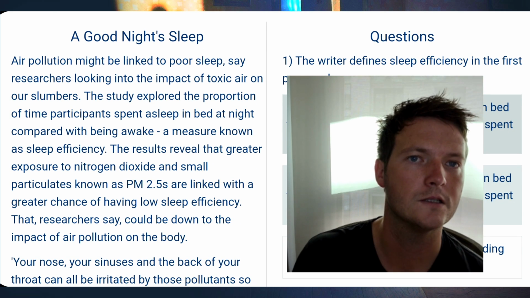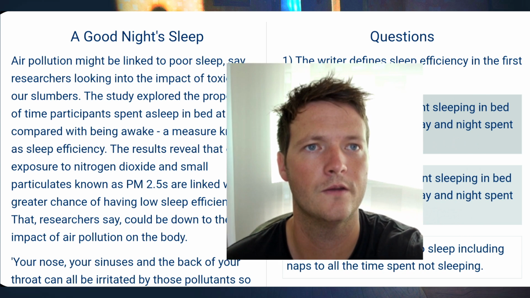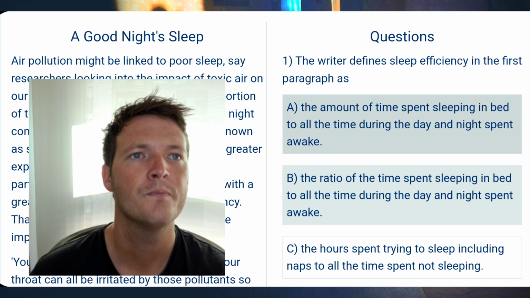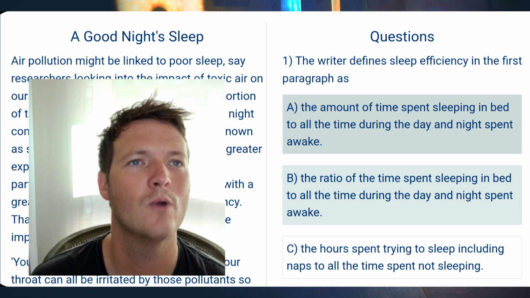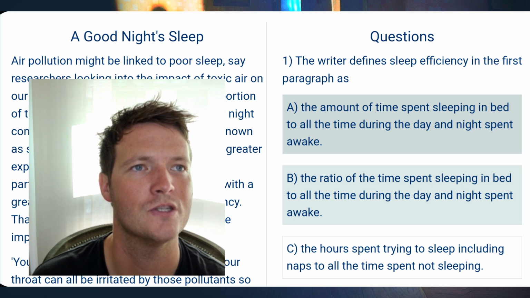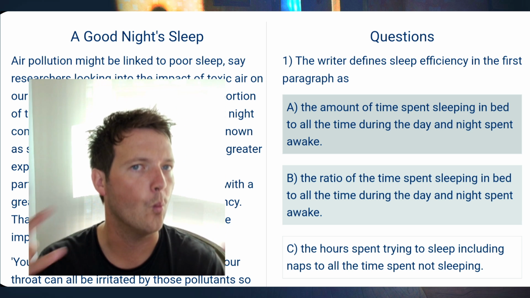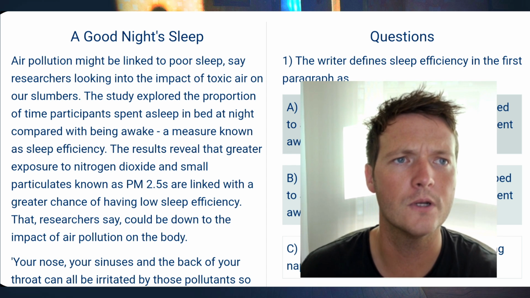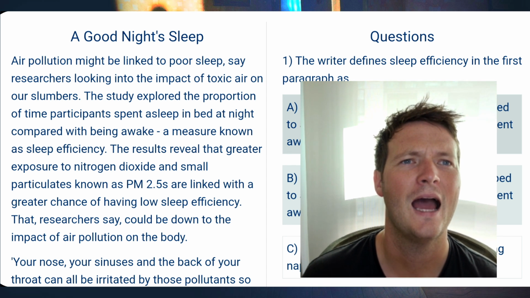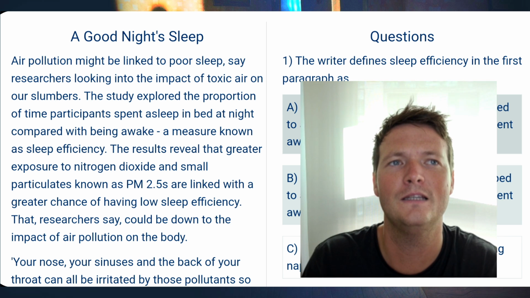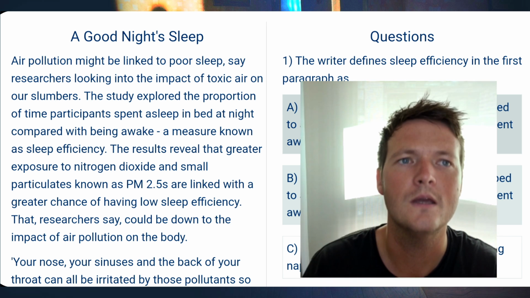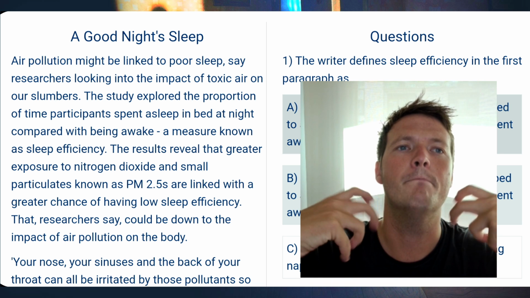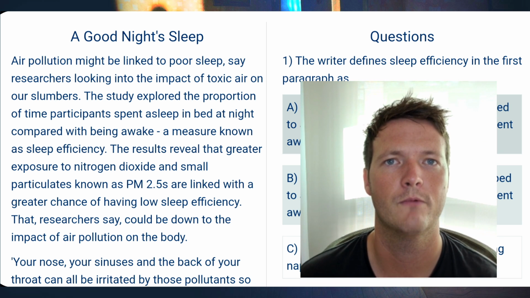So I'm not going to read the article straight away. I'm going to look straight away at the first question, but I'm not going to focus on the possible answers, okay? So if we look at the first question, it says the writer defines sleep efficiency in the first paragraph as what, right? I'm not going to look at the answers yet. I'm going to look at the first paragraph and ask, how does the writer define sleep efficiency? How do they define it? And we need to be specific, right? Because they're going to say something, but we need to understand it fully, right?